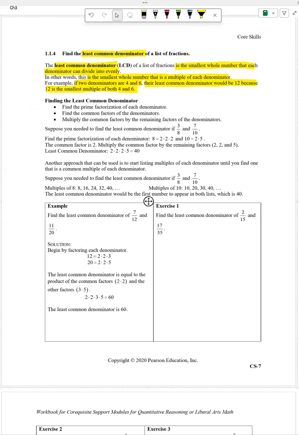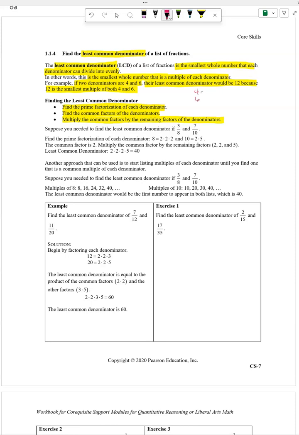So, to find the least common denominator, the first thing we're going to do is find the prime factorization of each denominator. All that means is we take each denominator and get it in its prime factored form. Then we find the common factors of the denominators and multiply those common factors by the remaining factors of the denominators. So let's look at 4 and 6.